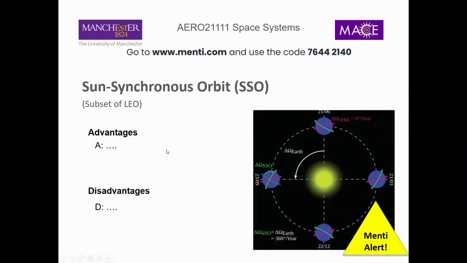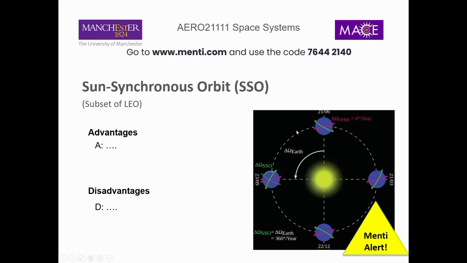Okay, so I want to talk really briefly about something called a sun synchronous orbit. Again, there's a question here to think about: why are these advantageous and disadvantageous? A sun synchronous orbit is an orbit which basically always has the same orientation to the sun. Forget about our Earth for a minute, we don't care about that. If we think about this green line here as being our orbit, as our Earth moves around the sun, that green orbit always has the same angle towards the sun. It would be easier if it was at 90 degrees, right?